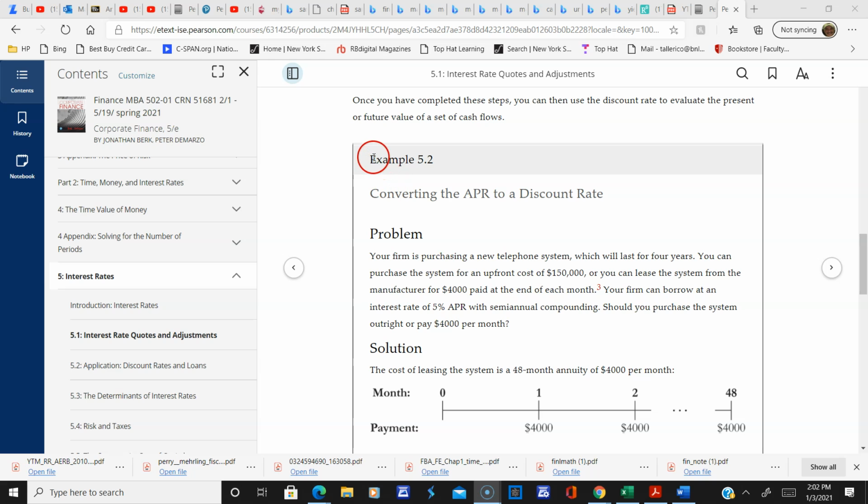I want to pick up here on example 5.2. I think that's where we left off the last time. And here we are going to convert an annual percentage rate to a discount rate. So remember, this is APR, which stands for annual. The A is annual. That's important, right? Okay, so we're going to convert that to a discount rate.